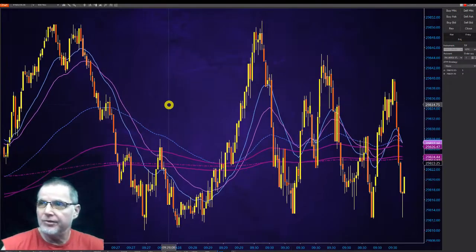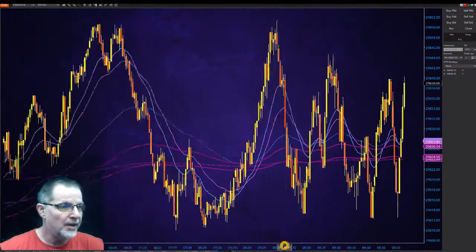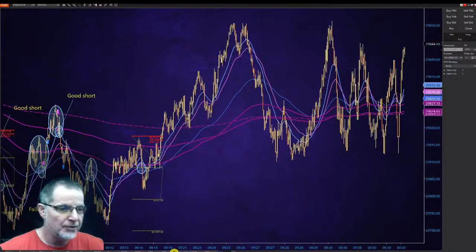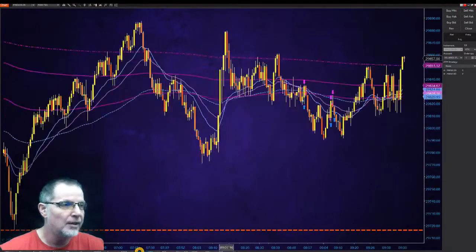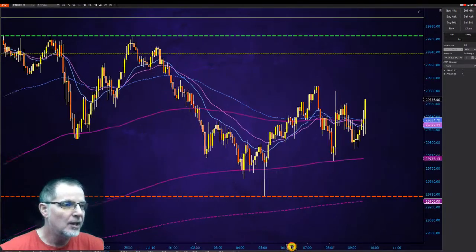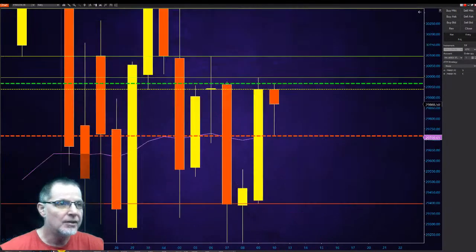All right, we're trying this new strategy here. Let's see if it works. This is way too choppy and fast. Let's switch over to a little bit slower time chart here. Take a peek. Even slower yet. 5 minute even. MNQ. Let's look at the day chart right here.